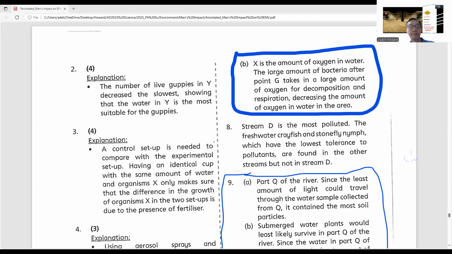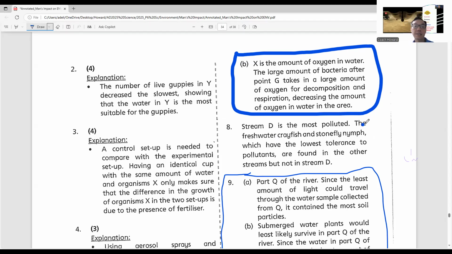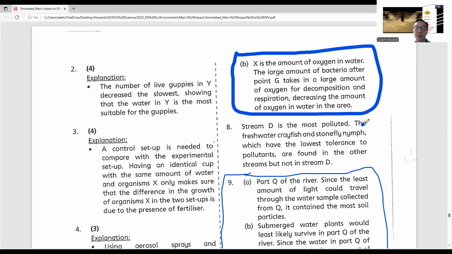Capture the screenshot on this part. Okay, this part. X is the amount of oxygen in water. So the large amount of bacteria, after point G, will use oxygen for decomposition as well as for respiration. Why respiration? Because bacteria are living organisms. They need to respire through oxygen. So I hope that you can understand this part and benefit from my explanation.